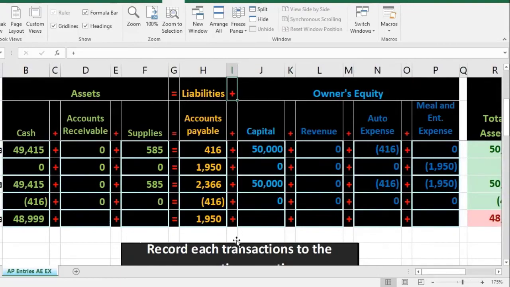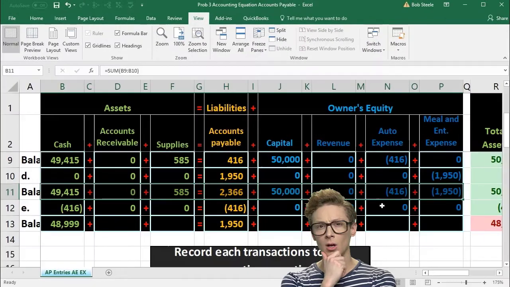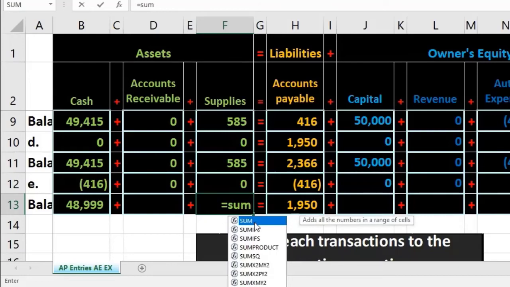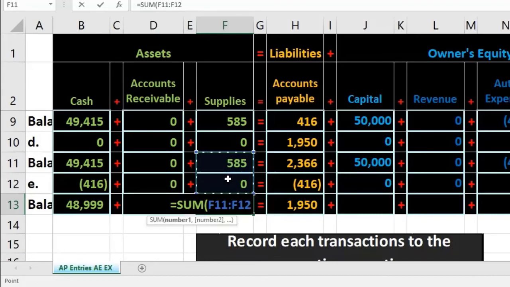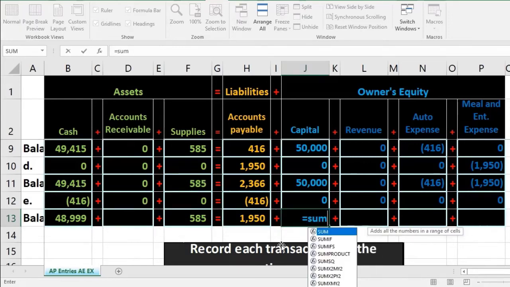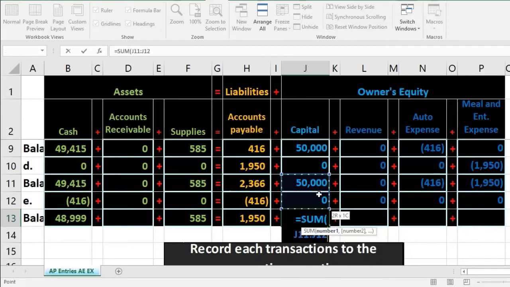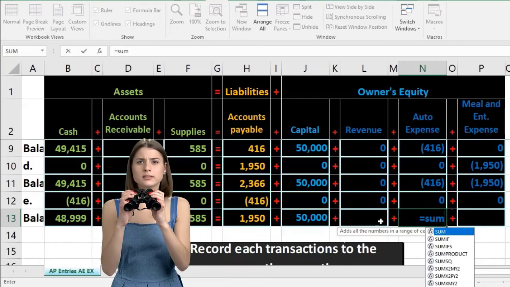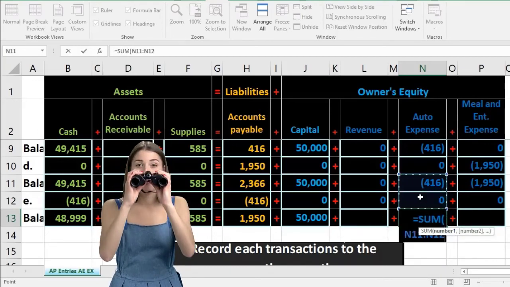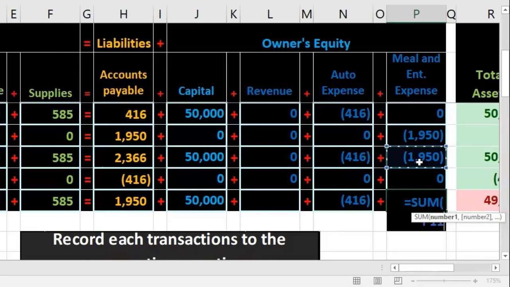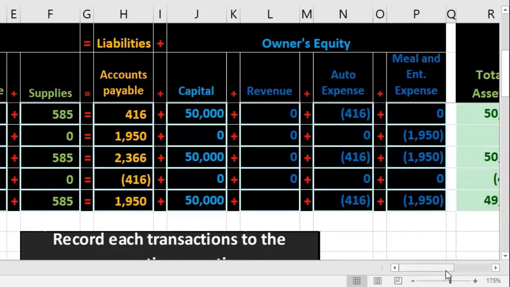However, we are not in balance because we have not yet brought down the other balances involved. And therefore, we will do so, starting with those that have balances other than zero. Starting with cell F13. In F13, we're going to say equals SUM, double click the sum function, highlight the 585 and the 0, and tab, tab, tab. Then we are now in cell J13 equals SUM, double click the sum function, highlight the 50,000 and the 0, tab, tab, tab, tab. We are now in cell N13 equals SUM, double click the sum function, highlight the 416 and the 0, tab, tab. We are now in cell P13 equals SUM, double click the sum function, highlight the 1,950 and the 0, and enter. That should put us back in balance.